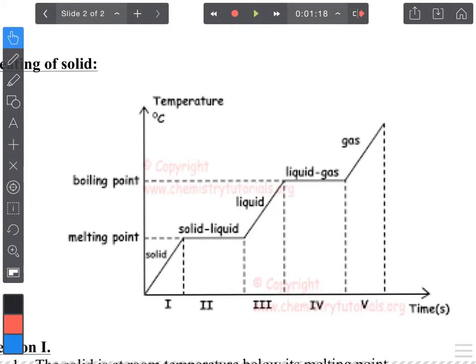Alright, so it's reversible. So again, the amount of heat that we supply here, if we divide by the mass, then we will get specific latent heat of fusion. And the heat supplied here, we divide by the mass, we get specific latent heat of vaporization.